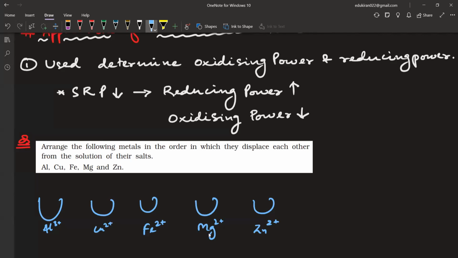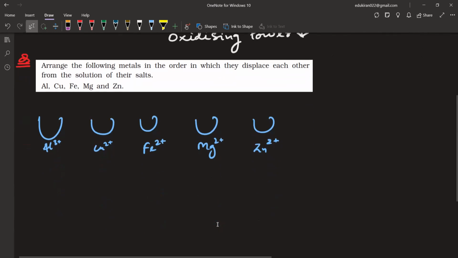So they are saying, arrange the following metals in the order in which they displace each other from the solutions of their salt. So you'll imagine it like this, that all of these particular metals have a solution of their salt, and in the solution of their salt they will be existing as ions. Is this clear? Yes or no? Please tell me, all of you. Yes, sir.